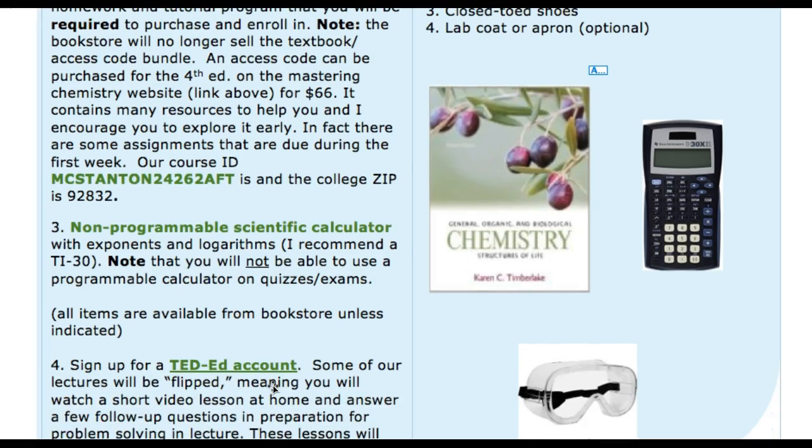Also, you need a non-programmable scientific calculator. So I put a picture of it right here. So I use a TI-83, or TI-30. We don't want to use a TI-83 or 84, so if you have one of those expensive calculators, you can't use it for this course. For your exams and quizzes, go out, get a cheap $10 calculator. That's what you need for the course.